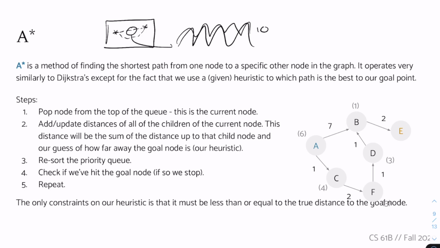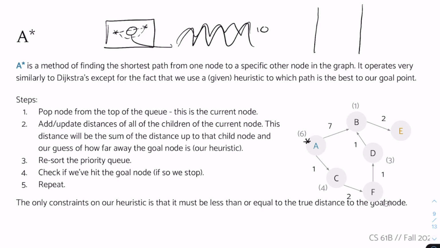And so we use the given heuristic to figure out which path is the closest to our goal point, and then we follow it. And so the way this is codified, the way we actually do this, is very similar to Dijkstra's. The only difference is we add a heuristic to the distance to each node from A. So basically, when I add a node to the queue, I'll do an example right now.